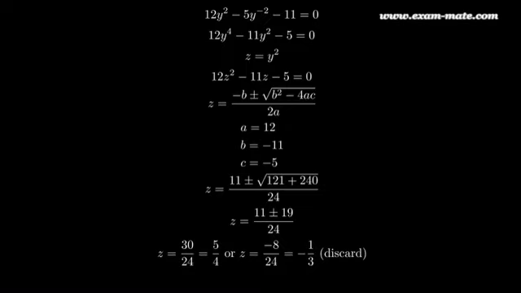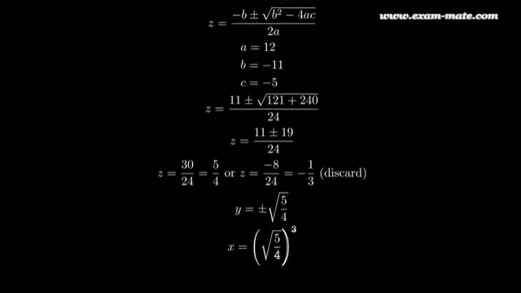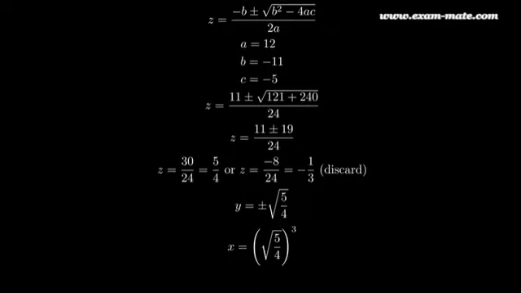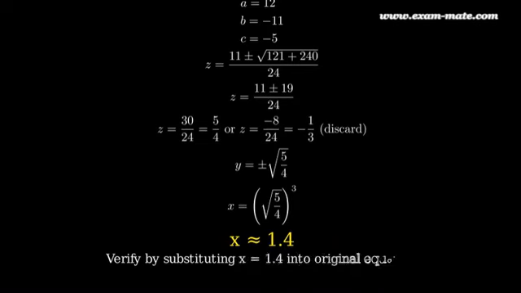Since we know that z equals y squared, z must be positive, so we can discard the negative solution. Remember that z equals y squared, so y equals plus or minus the square root of 5 over 2. Since x equals y cubed, x equals the cube of the square root of 5 over 2. Finally, when we calculate this value and round to one decimal place, we get x equals 1.4. You can verify this solution by plugging it back into the original equation.